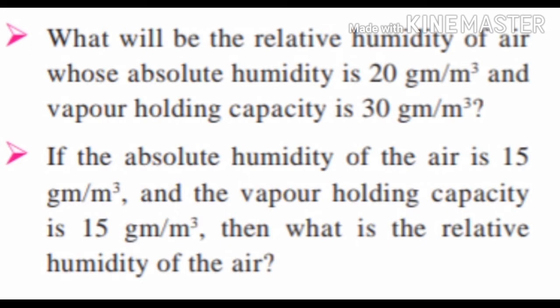The next one. If the absolute humidity of the air is 15 gram per cubic meter and the vapor holding capacity is 15 gram per cubic meter, then what is the relative humidity of the air? Take out these examples also. What is the formula once again? Revise it. Relative humidity is equal to absolute humidity upon water holding capacity into 100.